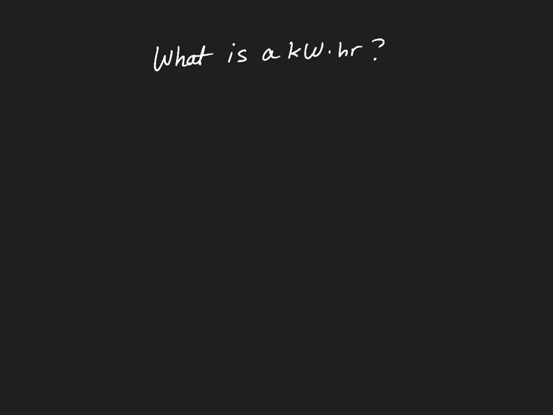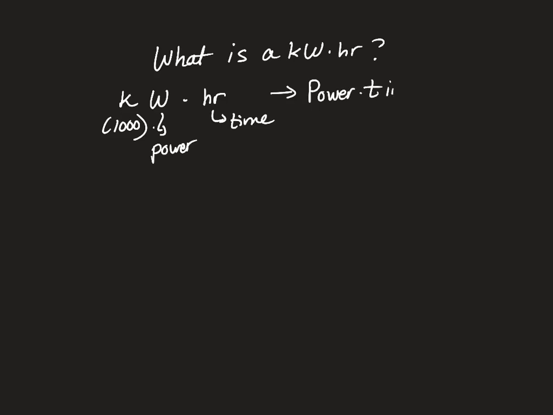So kilo just means 1,000. So some kind of unit thing going on there. Watt is a unit of power. Hour is a unit of time. And so a kilowatt hour is really a power times a time. Well, let's think about that for a minute.